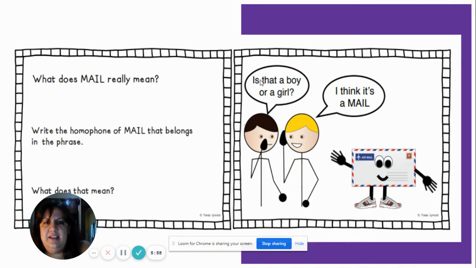All right. Is that a boy or a girl? I think it is a male. Well, if it's male, like they wrote it, then it would be for the postage. But male, like a boy, is M-A-L-E. They both sound like male, but one is spelled M-A-I-L, the kind that you put in the mailbox, the kind that you send to your grandma, that's mail. Or M-A-L-E would be a boy or a man.